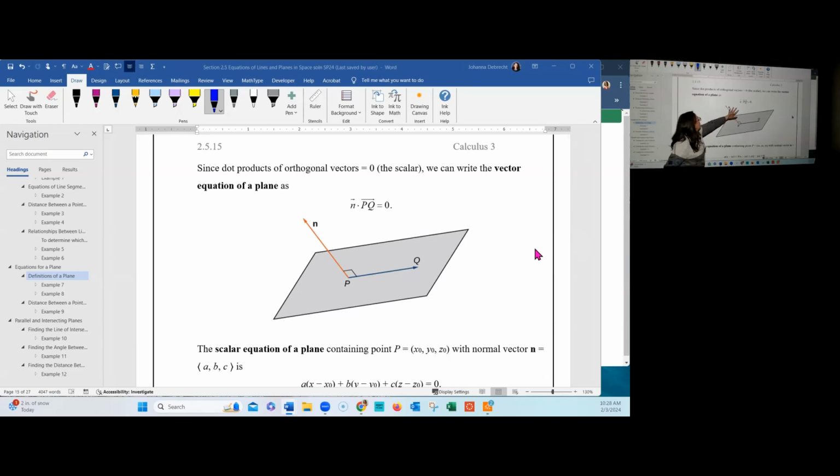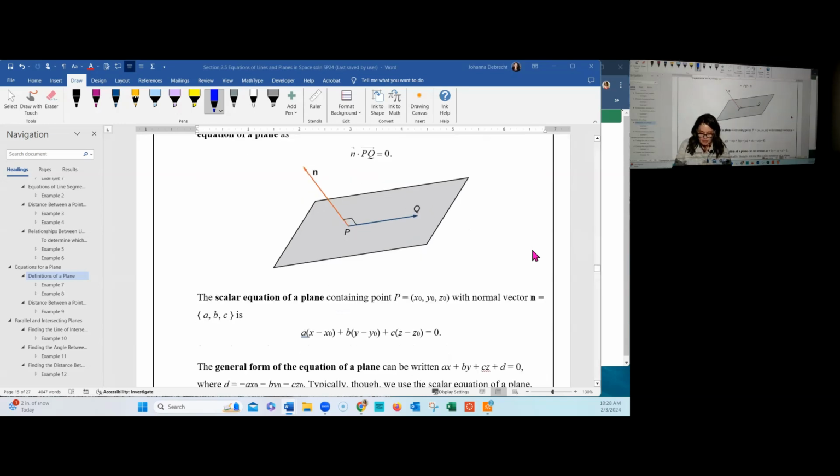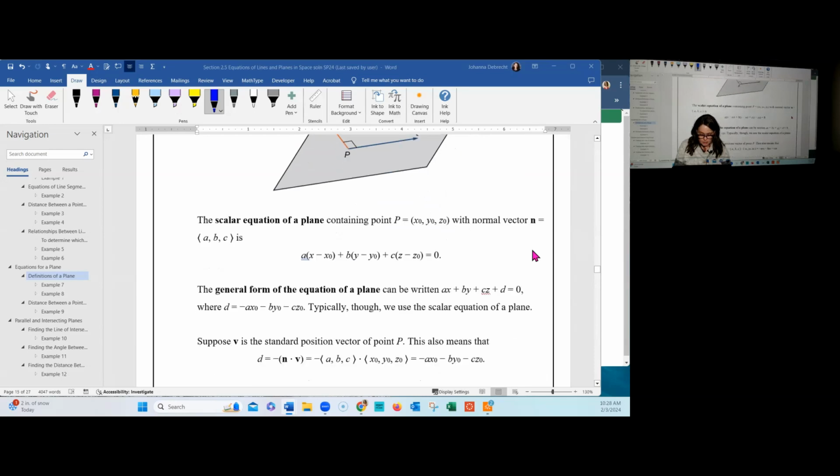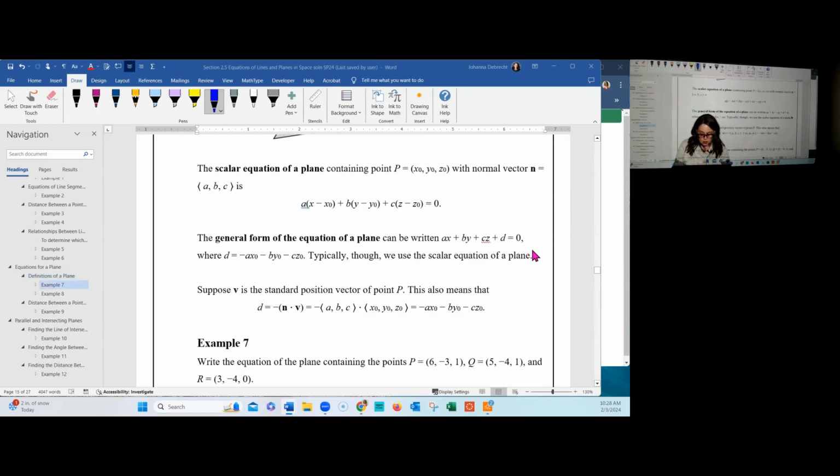So this is what we call the vector equation of the plane. This isn't actually the one that's the most useful for us. This is not the one we use the most often because we may not know a P and Q in the plane, and we may know the normal vector, but maybe we don't. We need to find it. So this is the scalar equation of a plane, and this is the one that we use the most often.